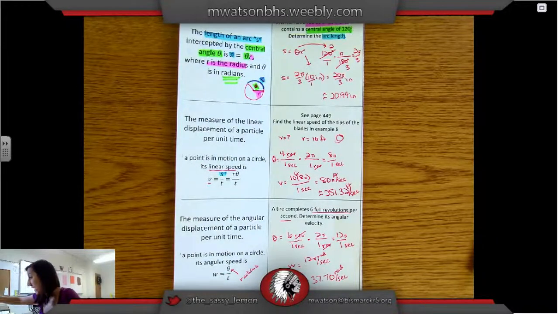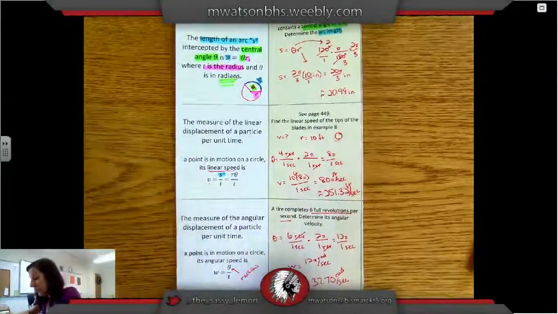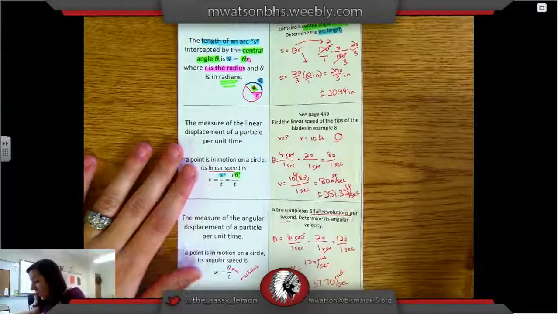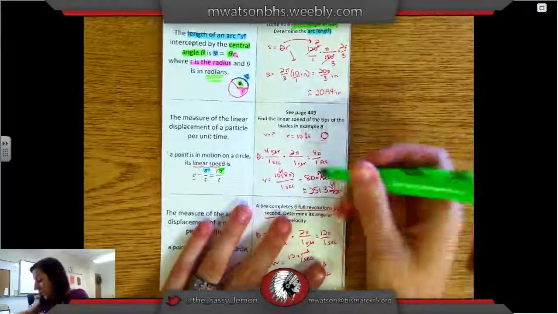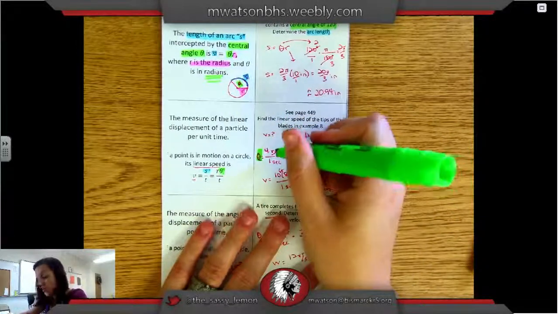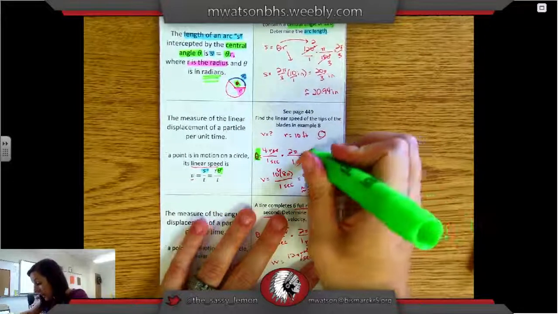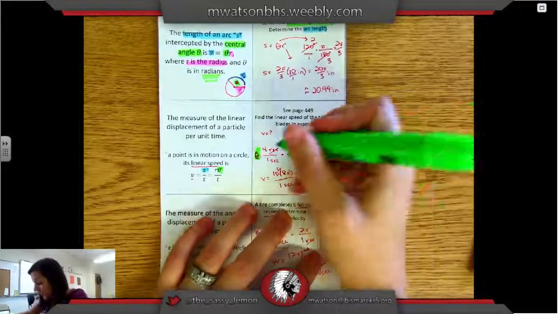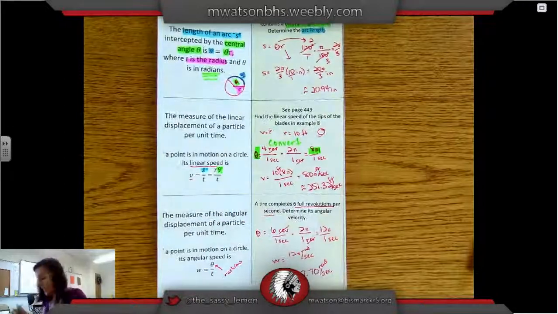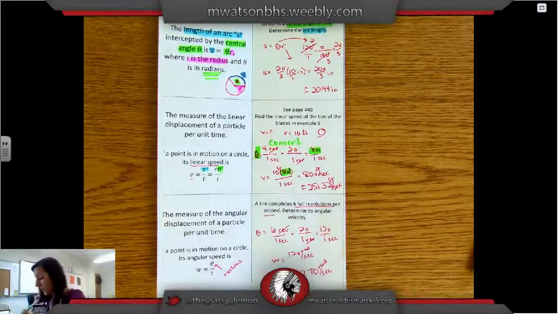Now I'm going to highlight anything that has to do with my angle, theta. So I've got that in this formula, my linear velocity formula. And also when we came over here, we had where we had to convert. So we converted from 4 revolutions to 8 pi radians. And then you can see that we plugged it in here in the formula.